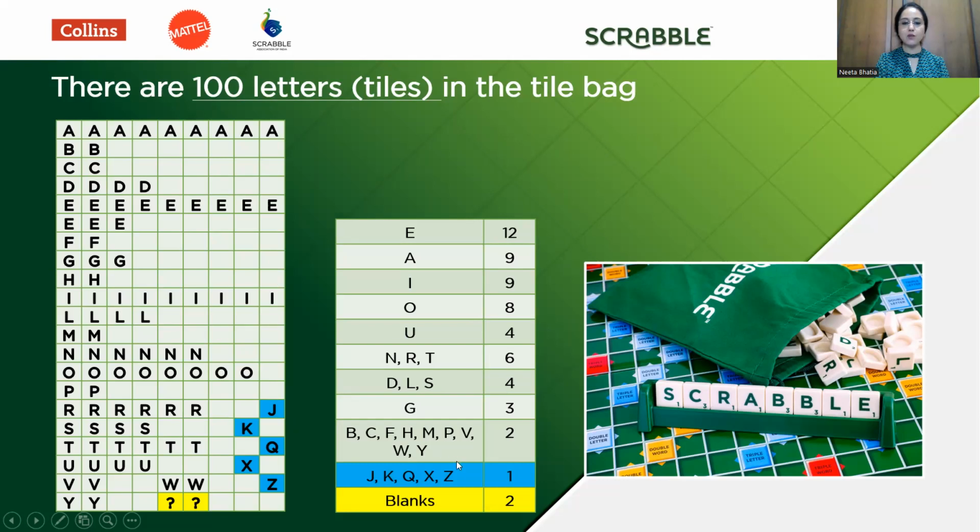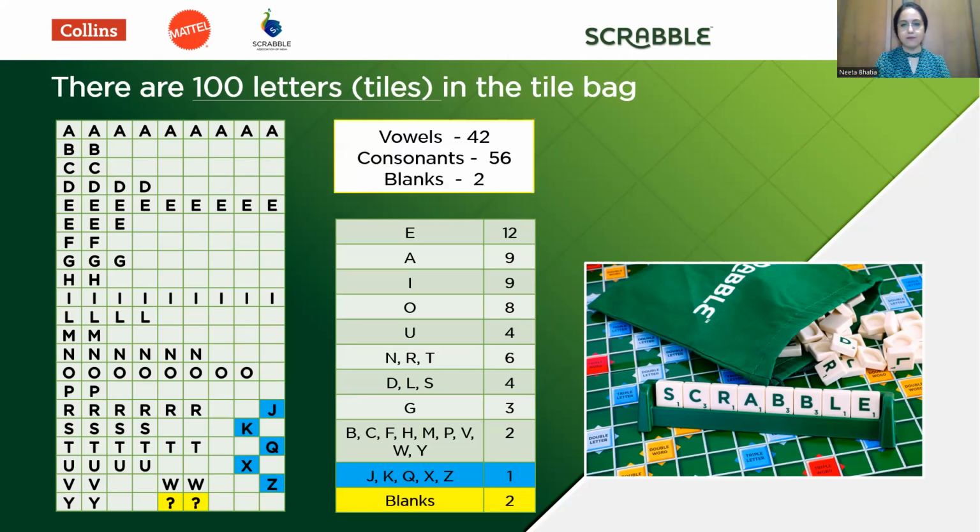Highlighted in blue are your premium tiles, J, Q, K, X, and Z. There is only 1 each in the tile bag, and they are called premium tiles because they carry a premium score. The Q and the Z have 10 points each, whereas the J and the X have 8 points each. And the K has 5 points.